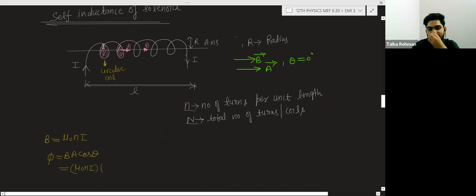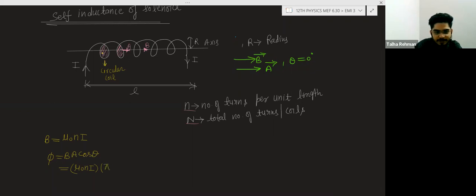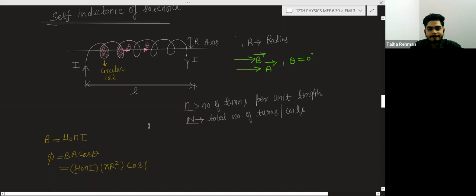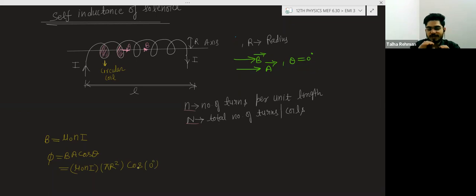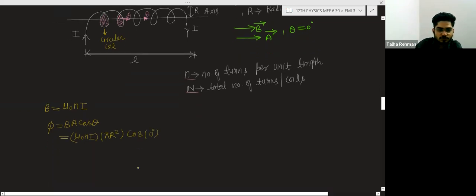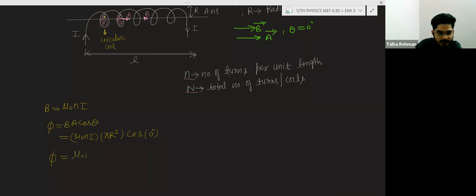What we are doing is calculating the magnetic flux for only one coil. For only one coil, what will be the area? This is a circular coil, so the area will be pi r square. And cos theta, Matthew, tell me what will be theta here? Theta is 0 degrees. Very good, we have done this many times. So cos 0 is equal to 1. So the flux linked with one coil of the solenoid is given by mu 0 n I into pi r square.